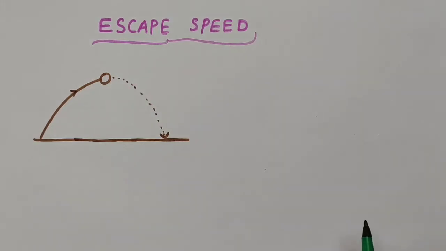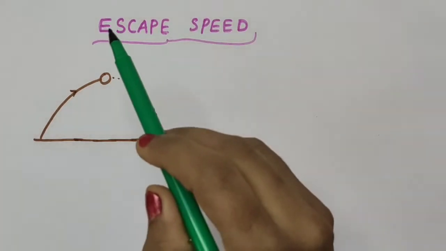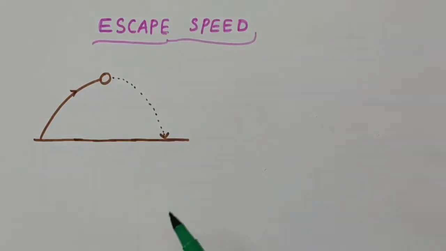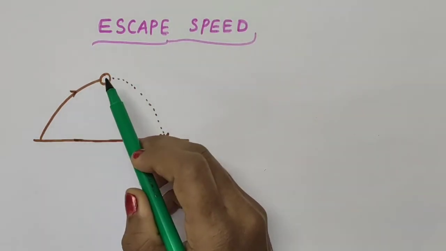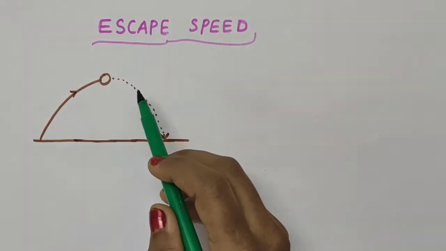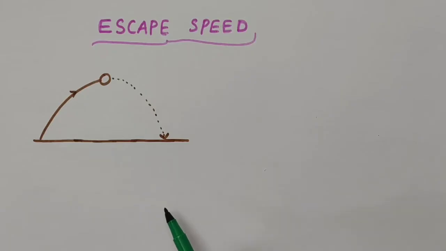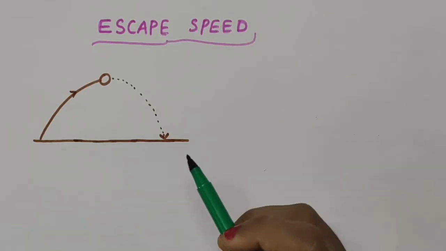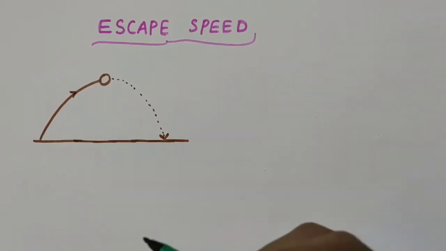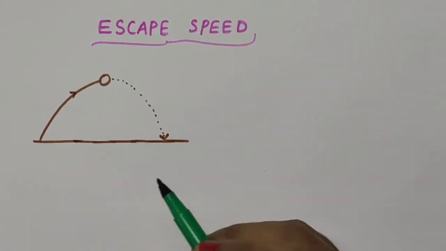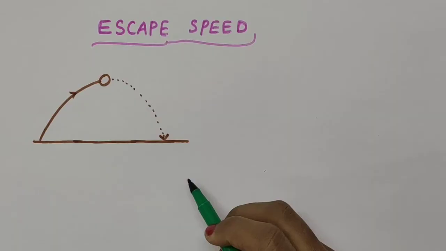Hello everyone. In this video, we are going to discuss escape speed or escape velocity. If a stone or any other object is thrown up, we see it fall back to the earth. Can we throw an object with such high initial speed that it does not fall back to the earth? This is what we are going to discuss in this video.